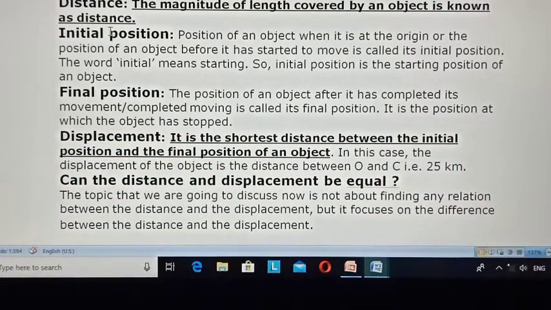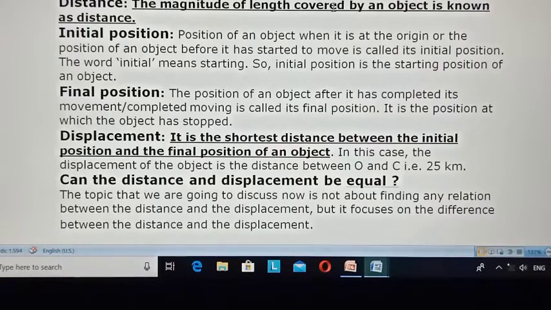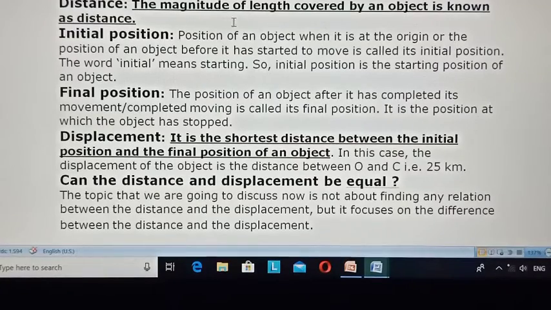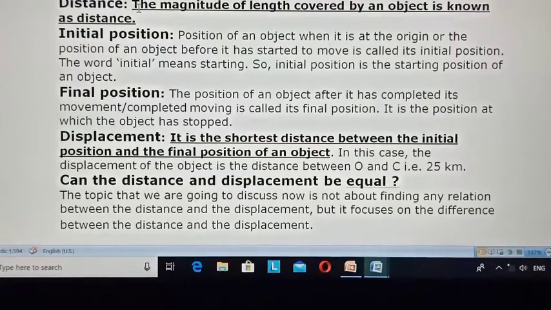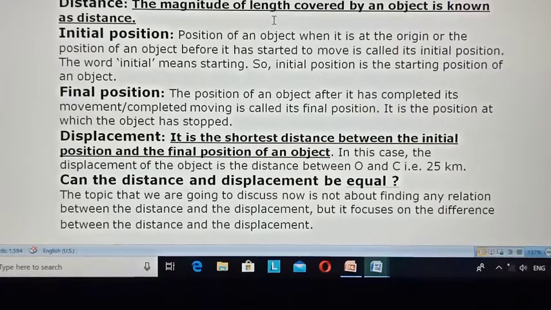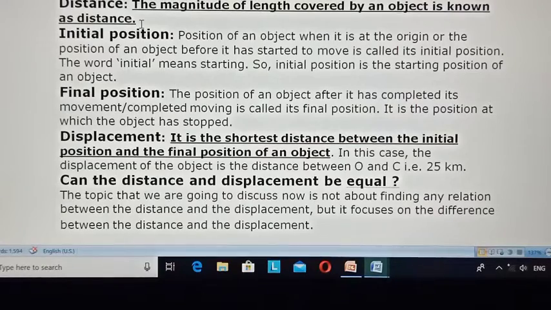Next is distance. Now distance, you can see the definition first. The magnitude of length covered by an object is known as distance. So while coming from home to your school, you have to follow a certain path. Now, say example, you are moving from home to your school, or you may go back from school to your home following a certain road. Now, what is the length of the actual path followed by you? That is called distance. So you can see the magnitude of length covered by an object is known as distance.